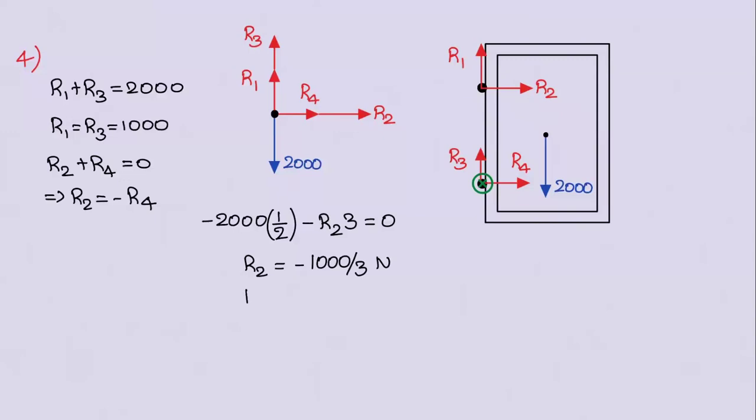Then R4 is with ease, right? R4 is equal to minus of R2, so it will be 1000 by 3. That means R4's direction is good, but R3's direction is wrong. How did I solve it? I solved it by using the torque equation.